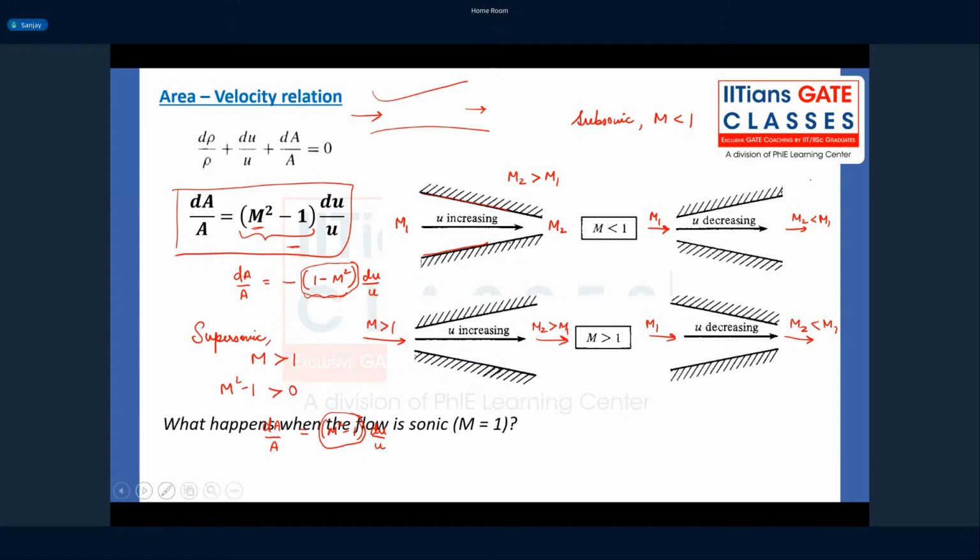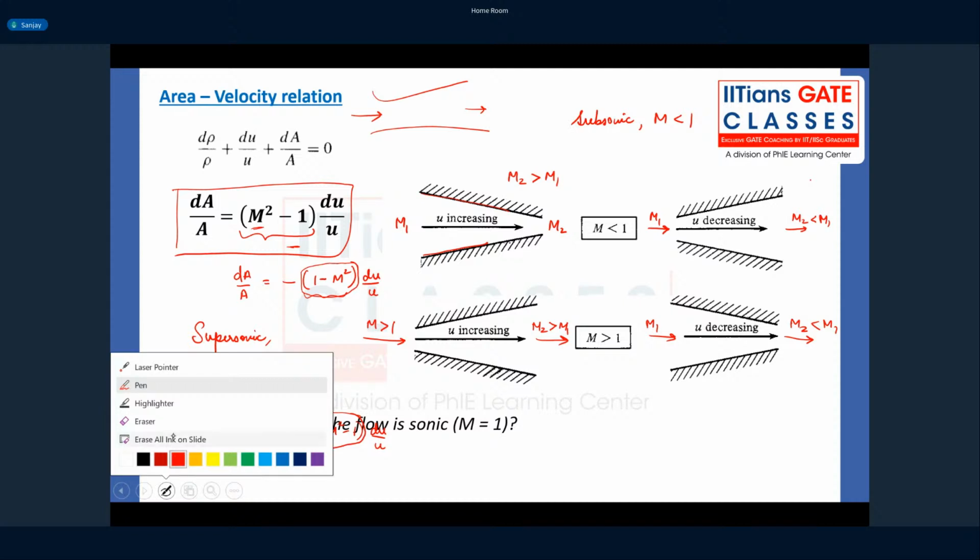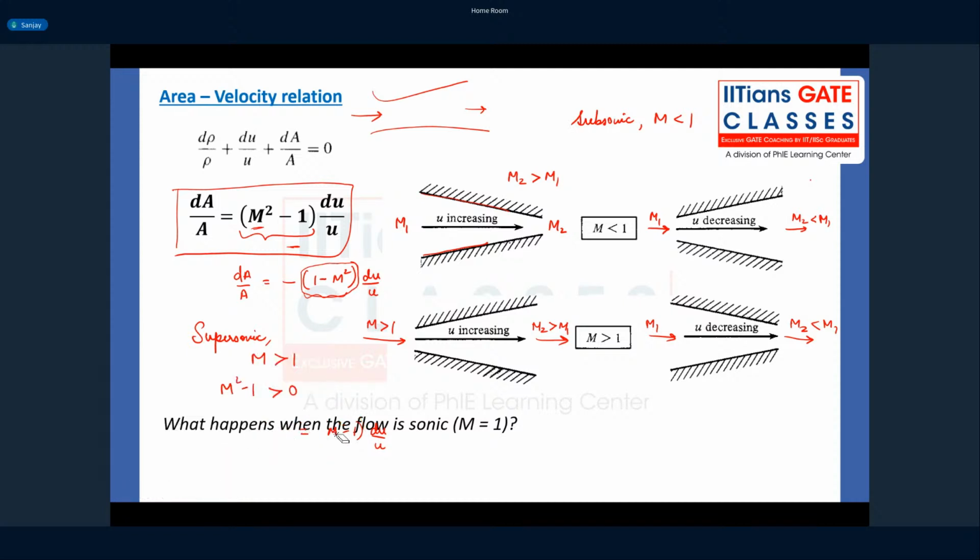Before that, tell me what happens when the flow is going to be sonic, or when the flow is exactly where the Mach number is equal to 1. So if you put Mach 1 here in the equation, what are you going to get? You are going to get dA by A is equal to 0, which means dA is 0. The change in area is 0.